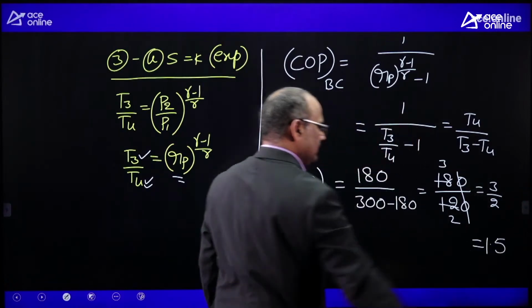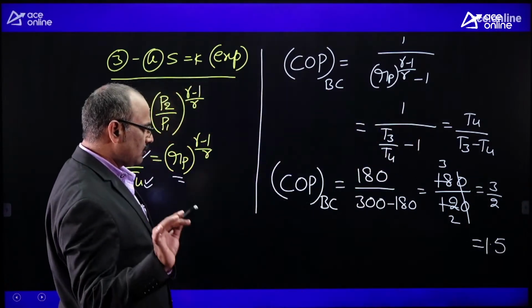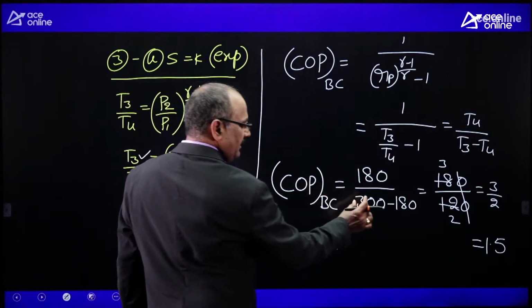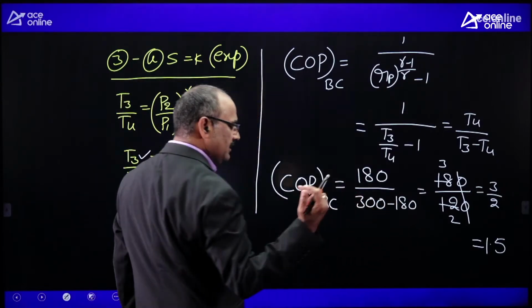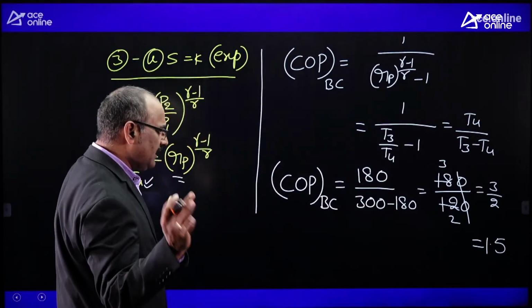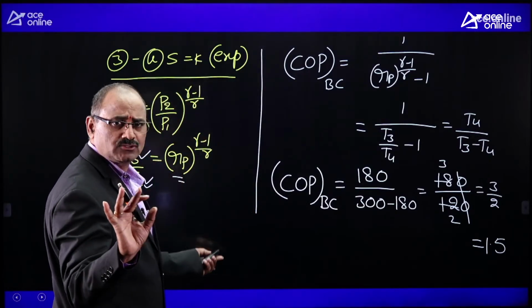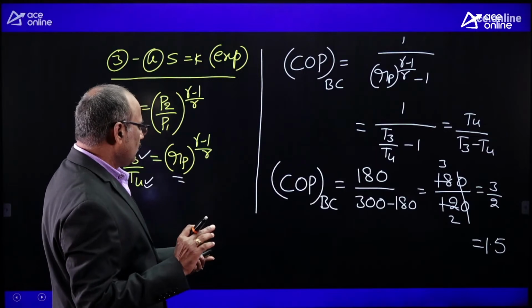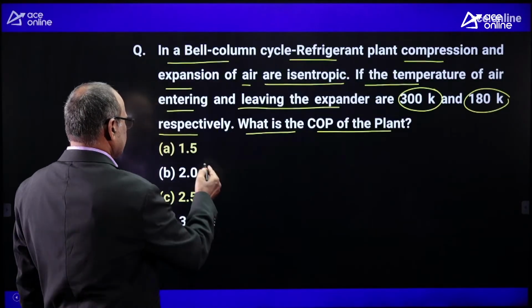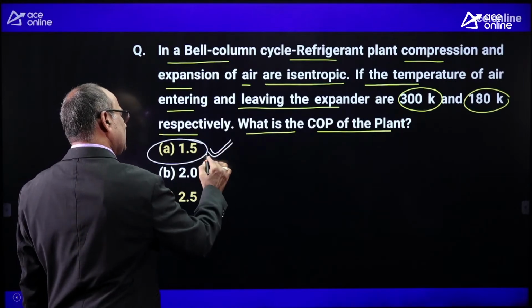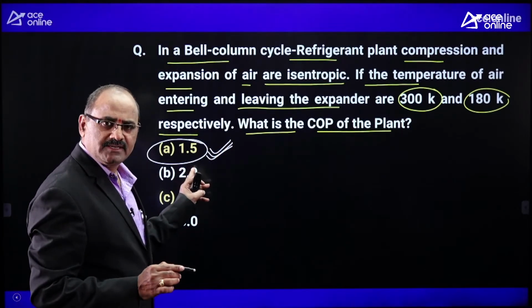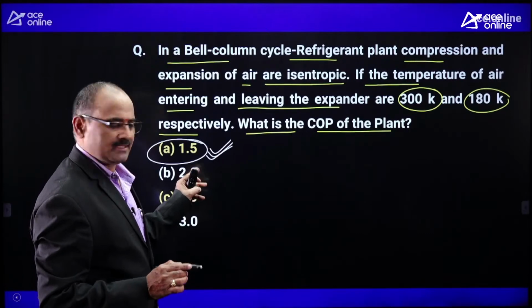That is the COP of the Bell-Coleman cycle for the expander inlet temperature 300 Kelvin and outlet temperature 180 Kelvin. Understood clearly? Yes. Now look at the options. Option A itself is absolutely correct. Is it understood clearly? Yes.